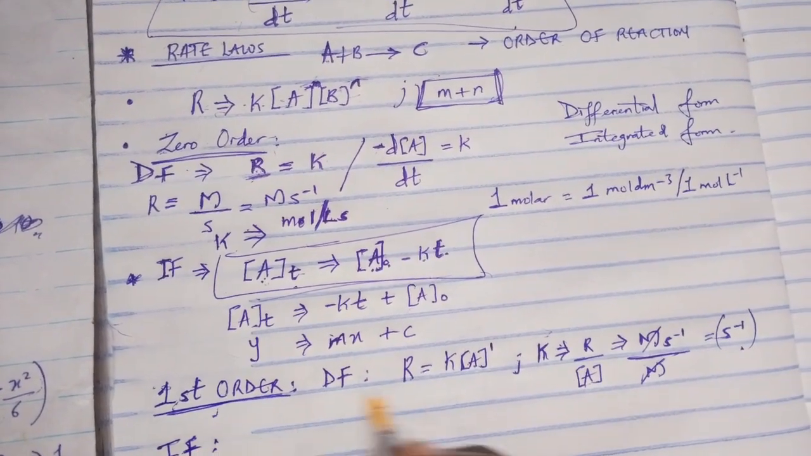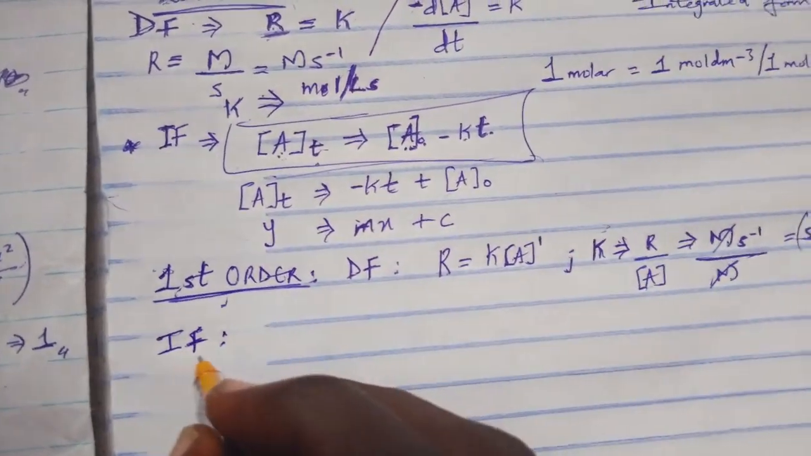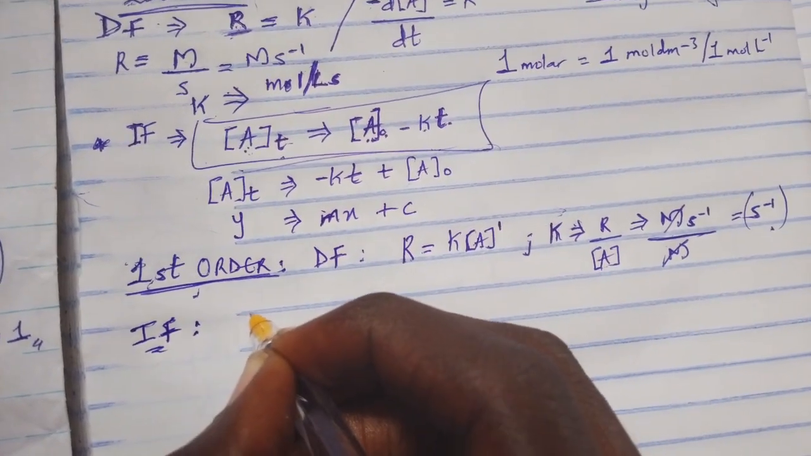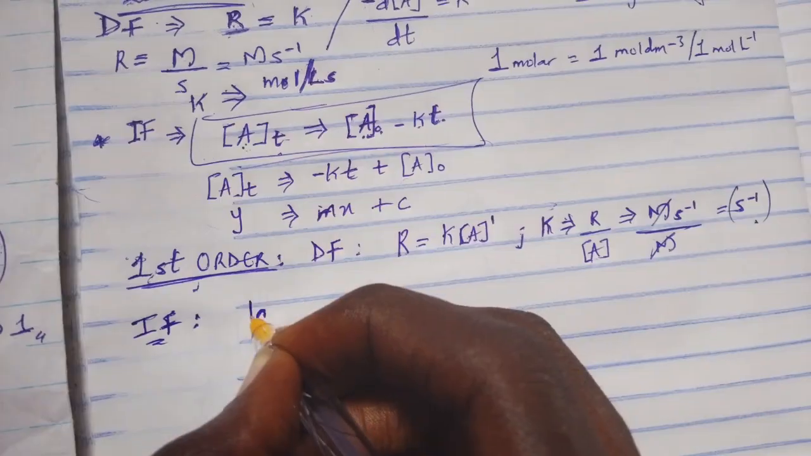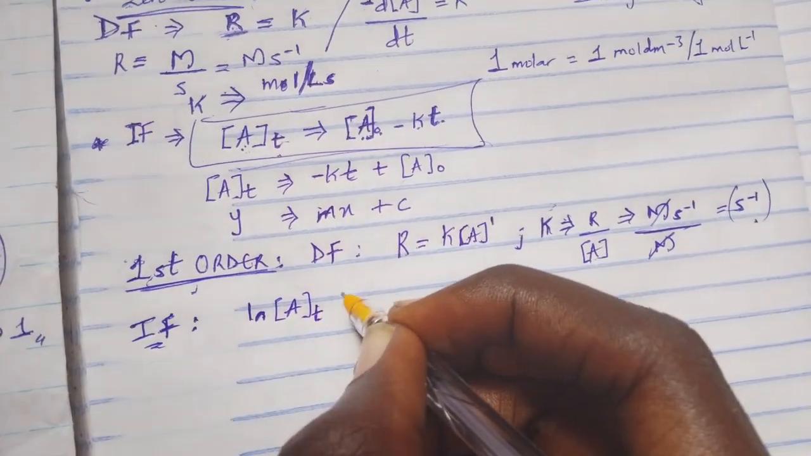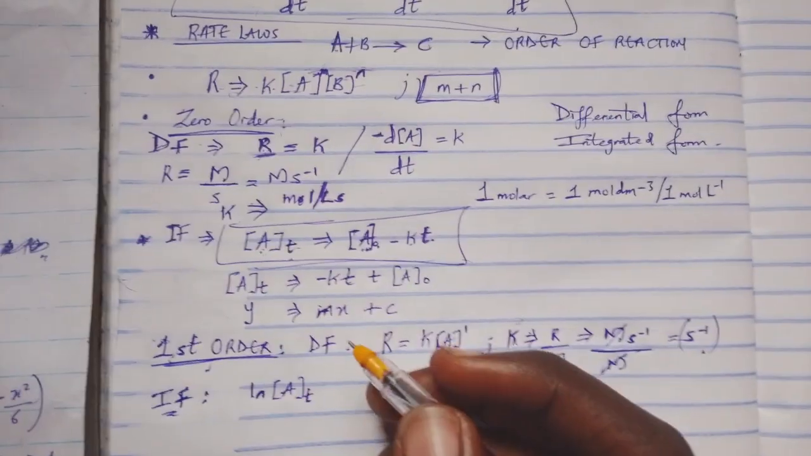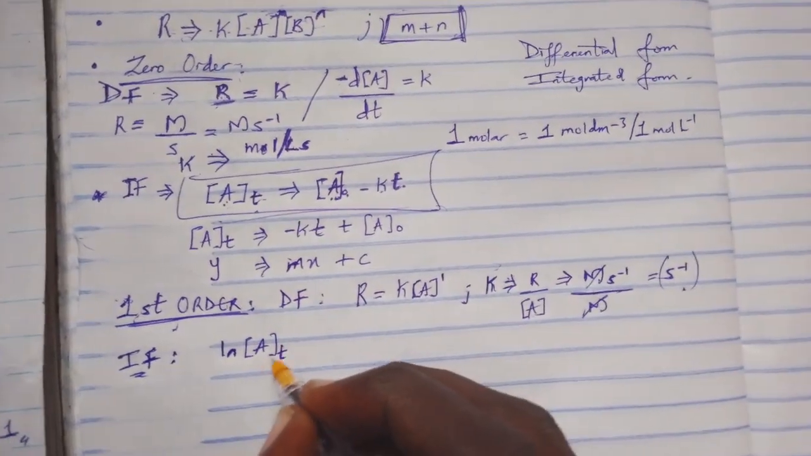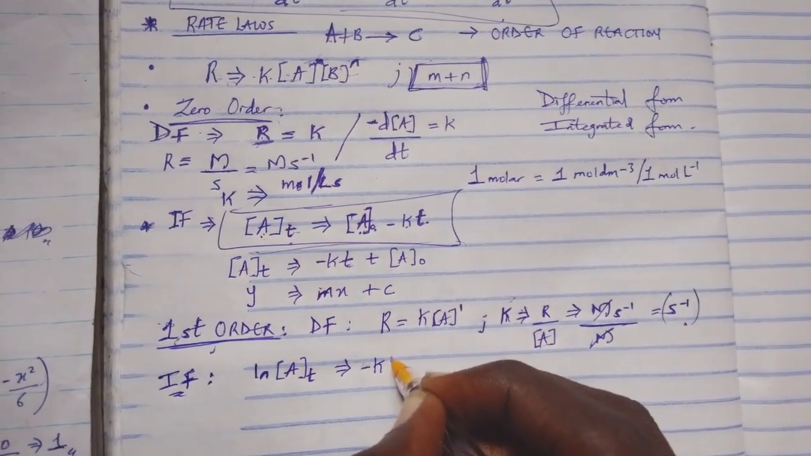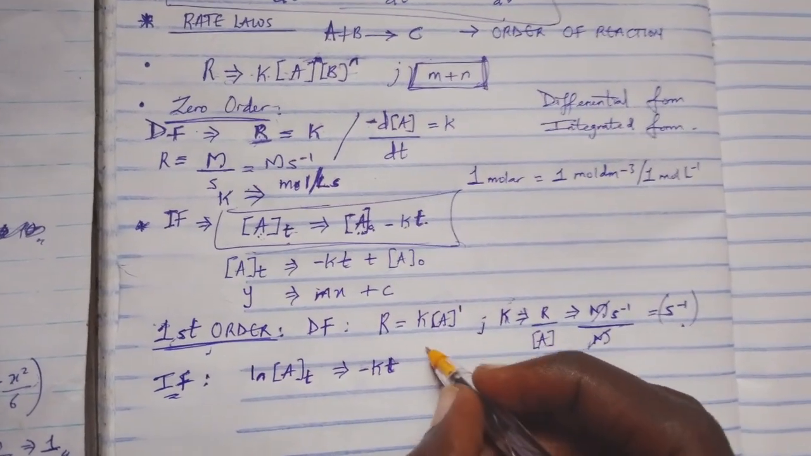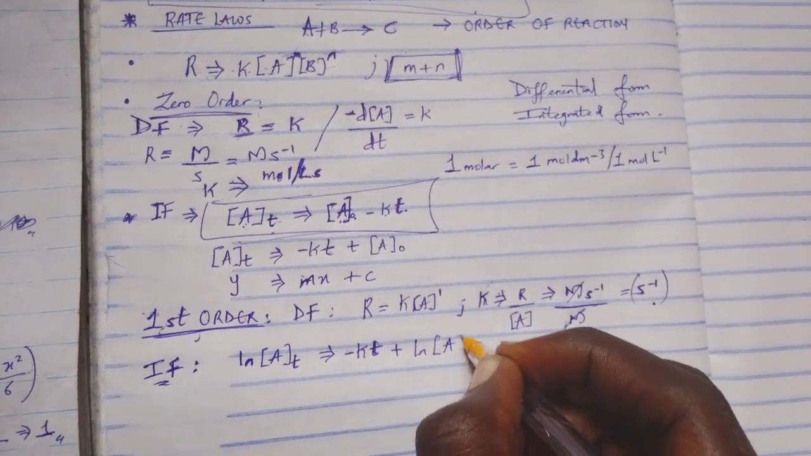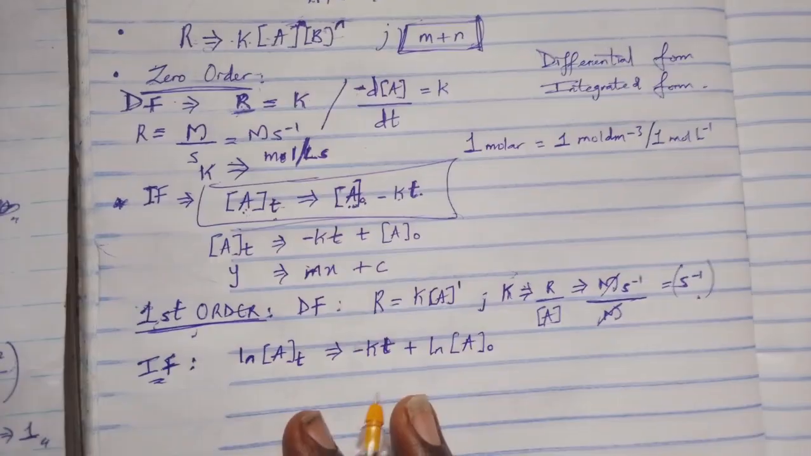Now there's the integrated form. We have to know this formula. So now the integrated form is this. We have ln of the final concentration equals minus Kt, just know the formula, then plus ln of the initial concentration. So this is what we have to know here.